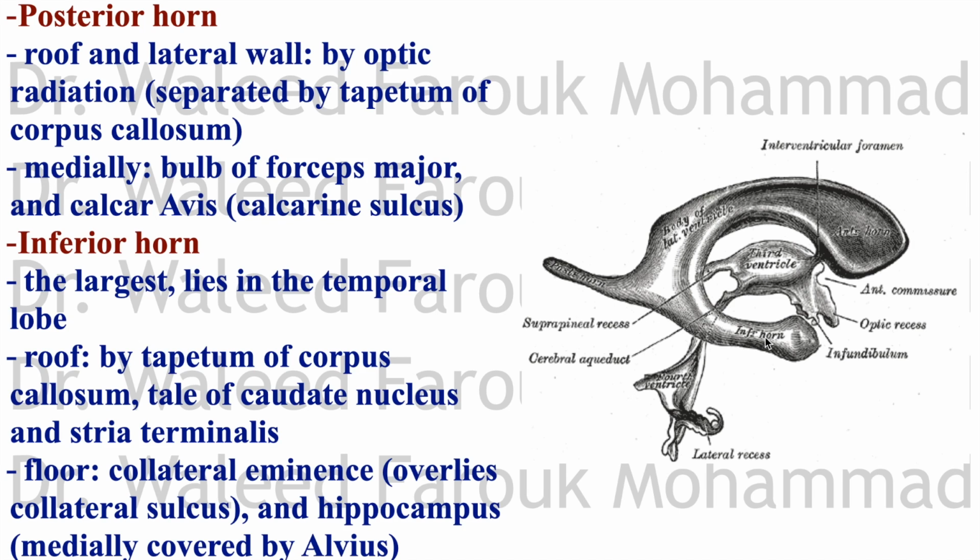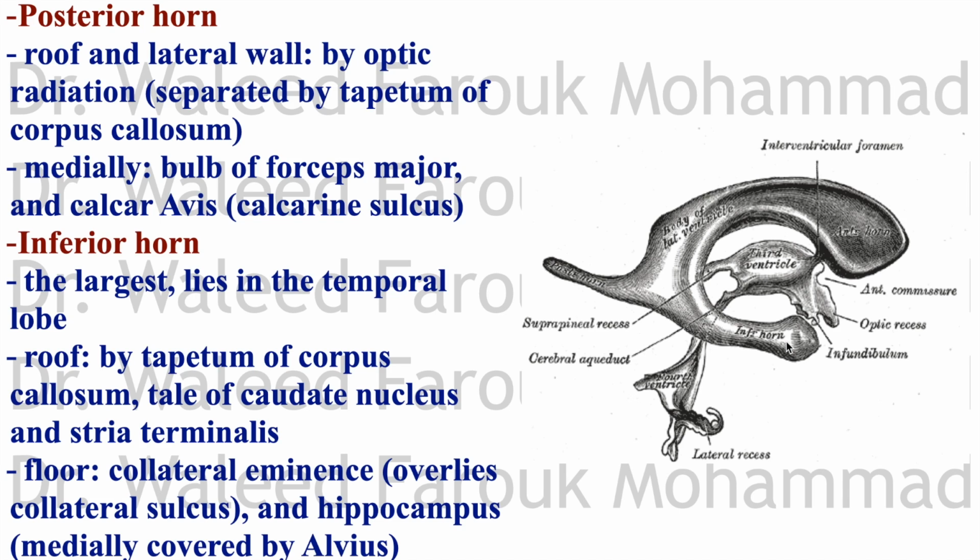The inferior horn in the temporal lobe is the largest of the horns and lies in the temporal lobe. This is the anterior horn, this is the atrium, this is the inferior horn. See, it's all in the temporal lobe. Of course, they vary in size.